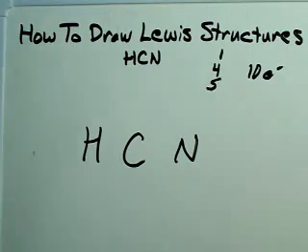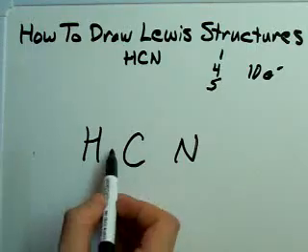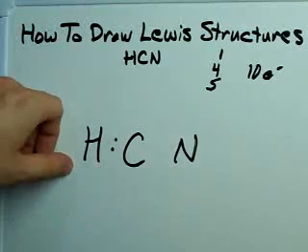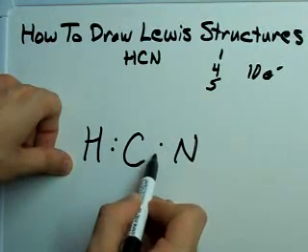Step 3 is adding a bonding pair of electrons in between every 2 atoms. In this case, hydrogen and carbon need to be bonded together, so we have to put 2 electrons there. Carbon and nitrogen have to be bonded together, so we put 2 electrons there.